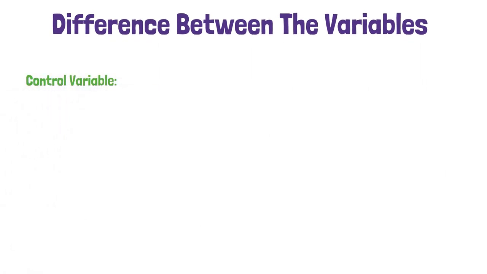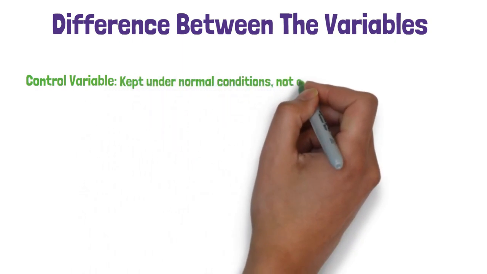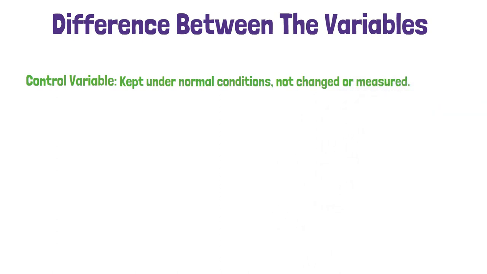The control variable is kept under normal conditions. Nothing is done to it. This variable is not changed or measured. You do not touch it. You do nothing to it. The control variable does not affect any other variable, and it is not affected by another variable.